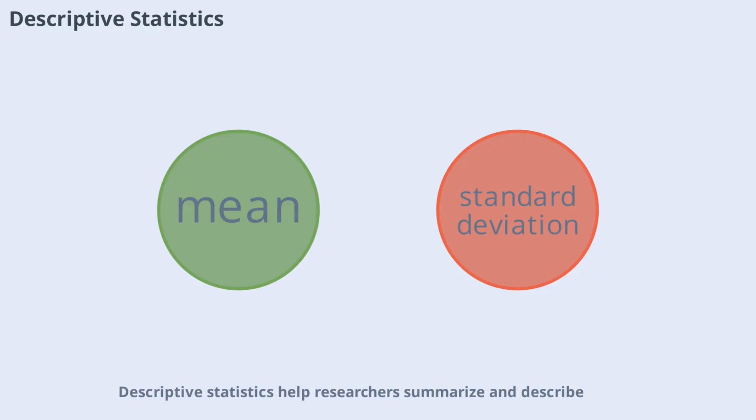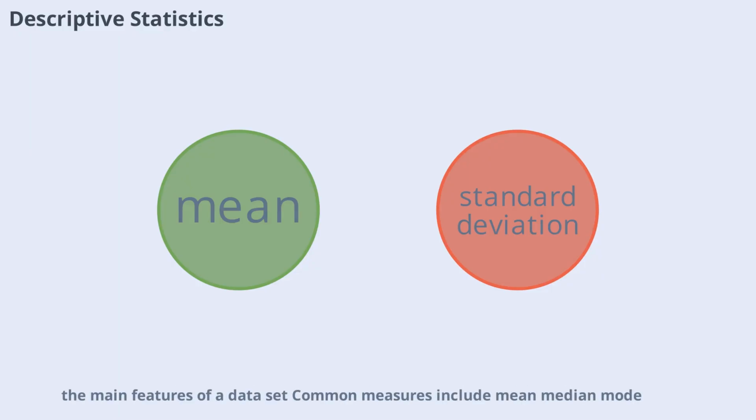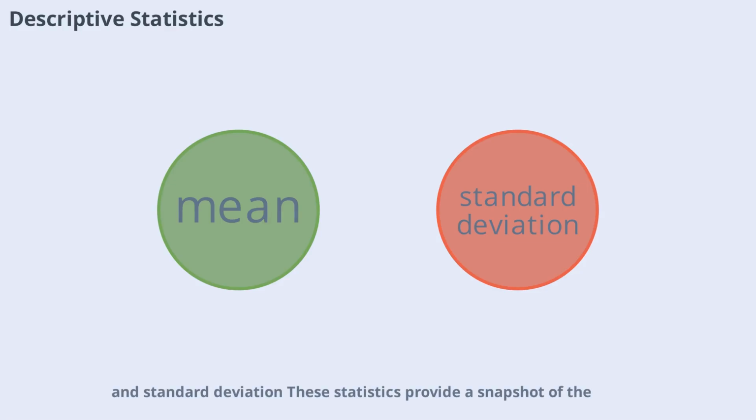Descriptive statistics help researchers summarize and describe the main features of a data set. Common measures include mean, median, mode, and standard deviation. These statistics provide a snapshot of the data and help identify patterns or outliers. Descriptive statistics are often the first step in analyzing behavioral research data.